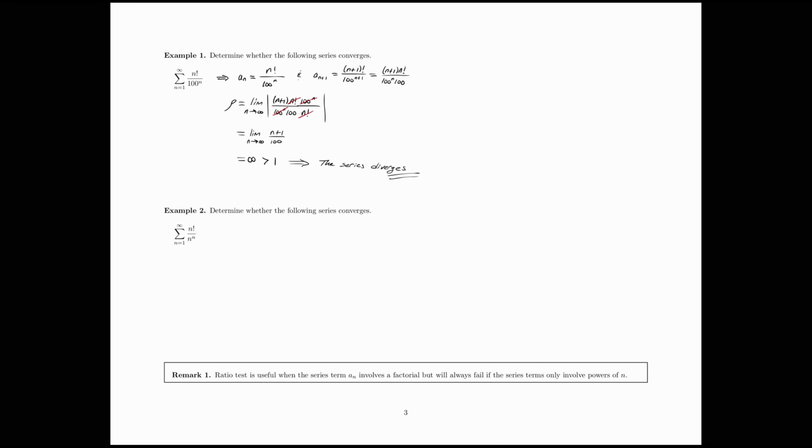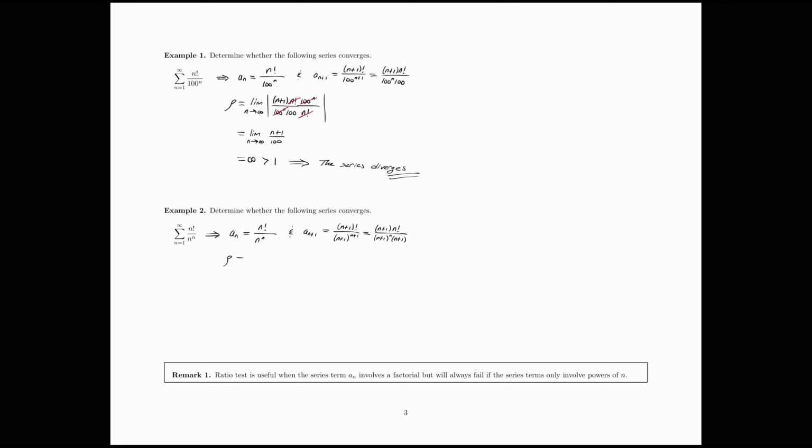Example 2. Determine whether the following series converges: n factorial over n to the n. All right, so same thing. a sub n is n factorial over n to the n. And a sub n plus 1 is n plus 1 factorial all over n plus 1 to the n plus 1. I always like to rewrite this, so I will do that with n plus 1 times n factorial all over n plus 1 to the n times n plus 1.